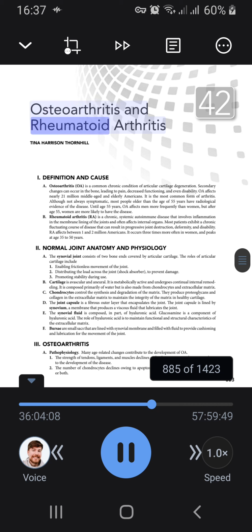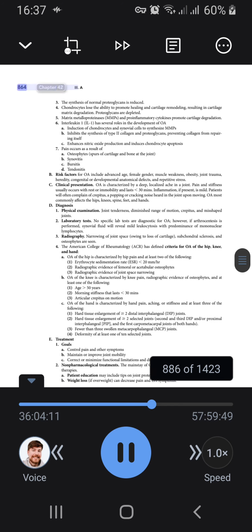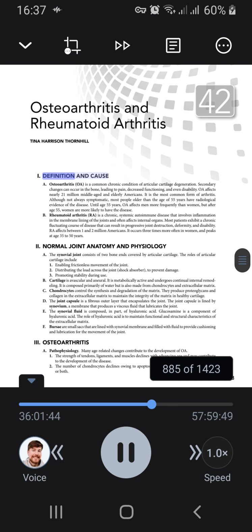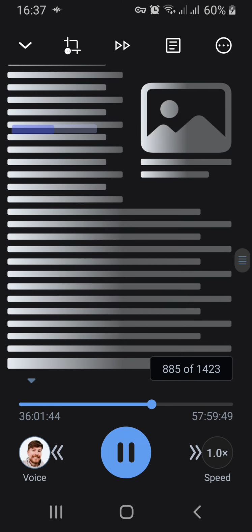Osteoarthritis and rheumatoid arthritis. Tina Harrison Thornhill, 42, 864, Chapter 42. The third. A. Definition and cause.